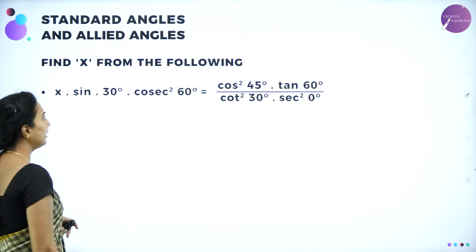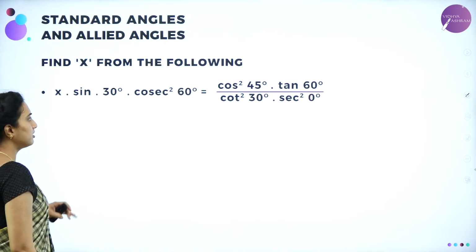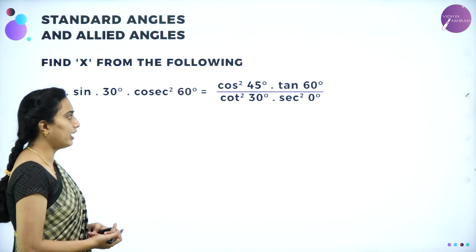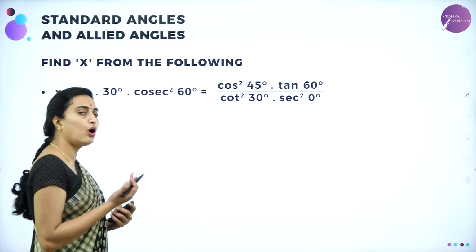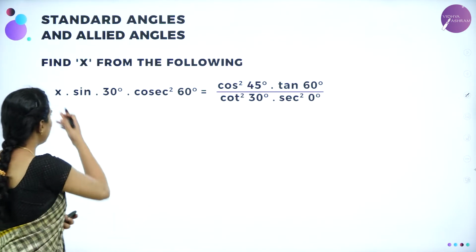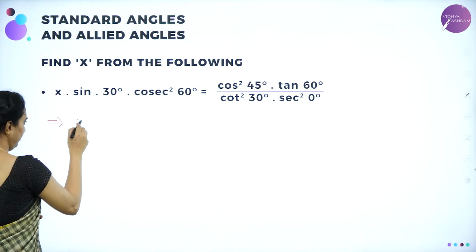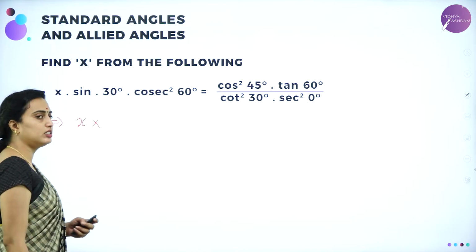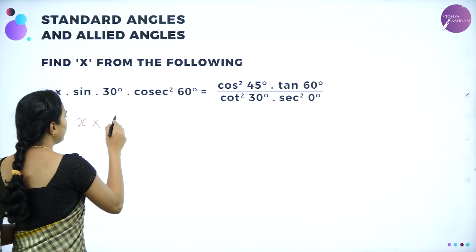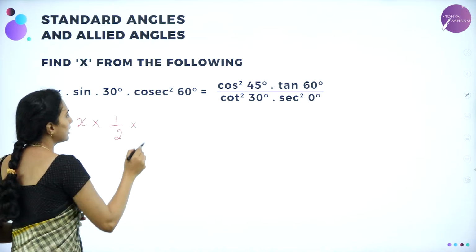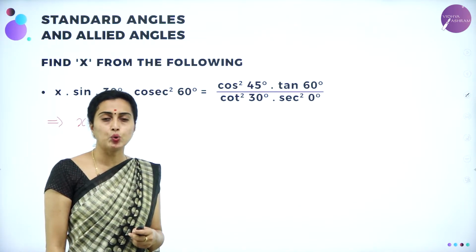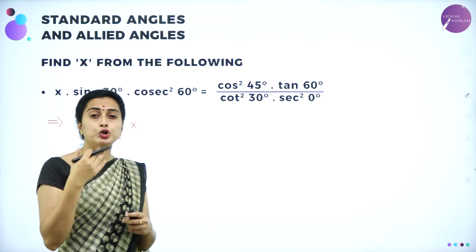They have asked like this: find the x from the following. x sine 30 degree, cosecant squared 60 degree, cos squared 45 degree, tan 60 degree divided by cot squared 30 degree into secant squared 0 degree. So let us substitute the values here. X as it is, sine 30 degree, you know already sine 30 degree is nothing but 1 by 2, into 1 by 2. Now cosecant squared 60 degree, you know already sine 60 degree is root 3 by 2. So cosecant squared means the reciprocal, 2 by root 3.